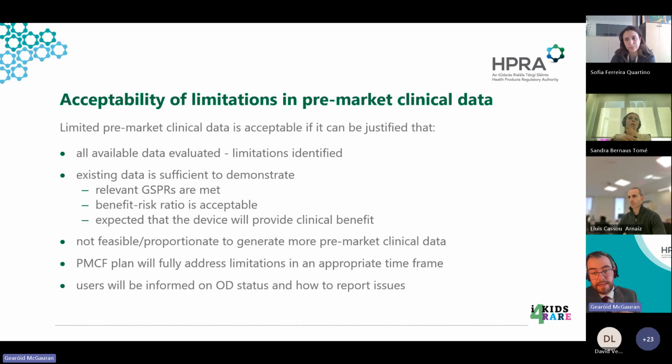It also needs to be justified that it is not feasible or proportionate to generate more clinical data in the pre-market setting. It needs to be shown that there is a robust and prescriptive PMCF plan, post-market clinical follow-up plan, that will fully address any limitations in pre-market clinical data that have been identified, and that plan needs to address those limitations within an appropriate time frame. And finally, users need to be adequately informed that a device is an orphan device and it meets that status, and they need to be informed on how to report any issues that may occur during use of the device.